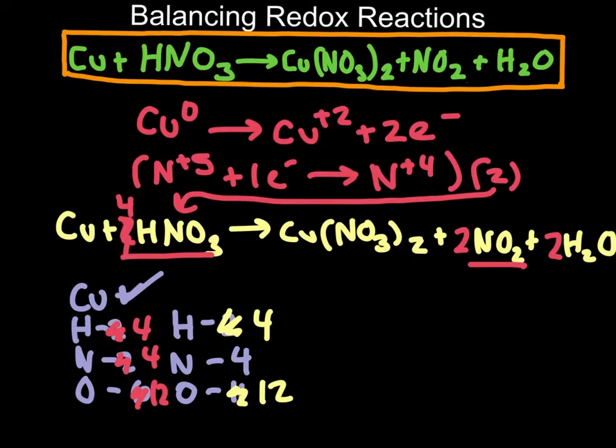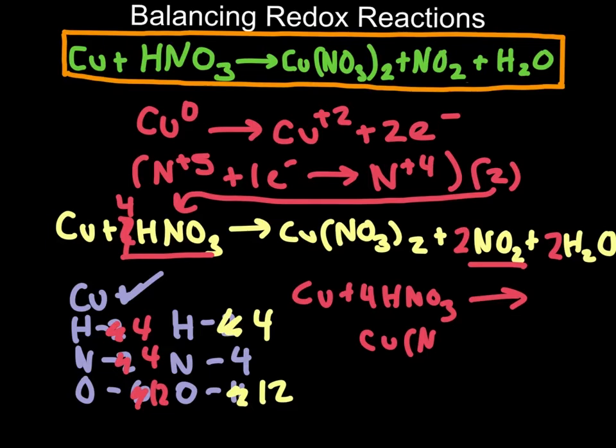So this is our redox equation. Our final equation is copper plus 4HNO3 gives us copper nitrate 2 plus 2NO2. Sorry, I kind of ran out of room there. But plus 2H2O. That is our final balanced redox equation.